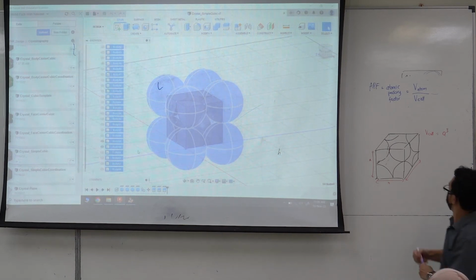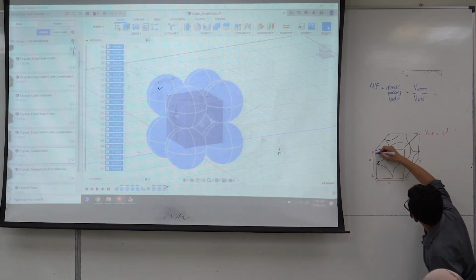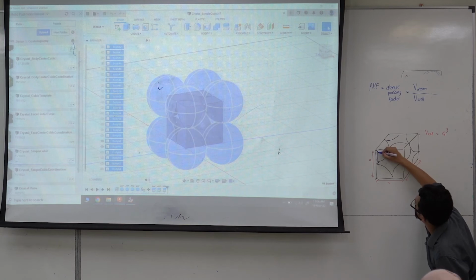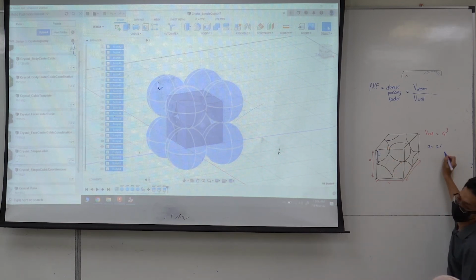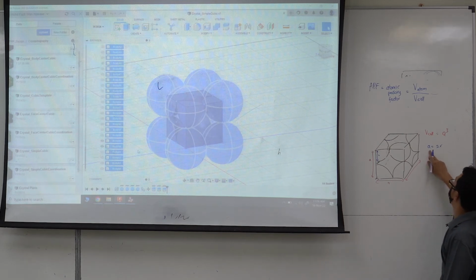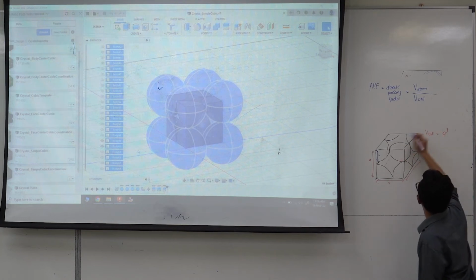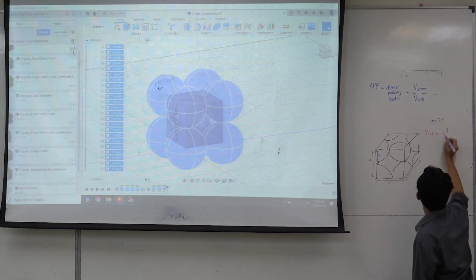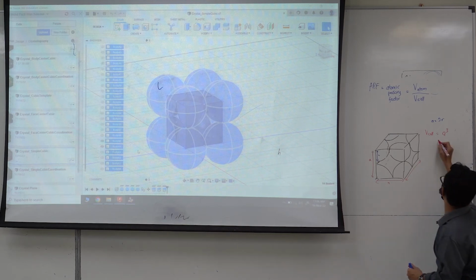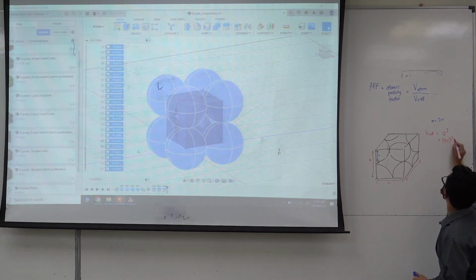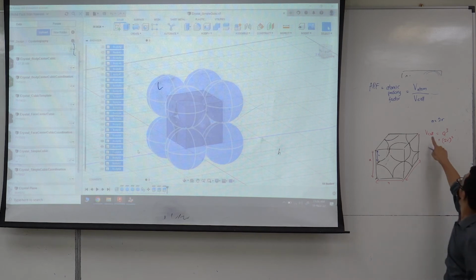From here to here, you know this A is equivalent to 2R, where R is the radius. So A equals 2R, and you can relate A with R. So A cubed is equivalent to (2R) cubed. Like that, we got the volume of the cell.